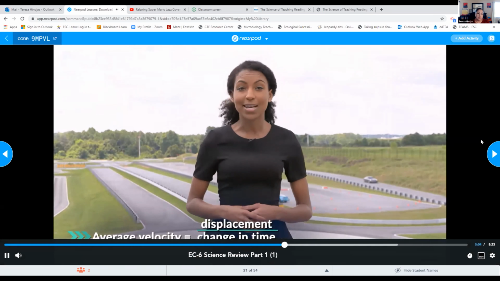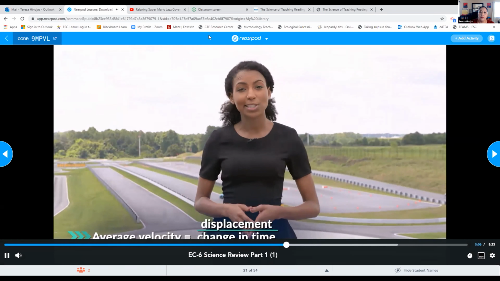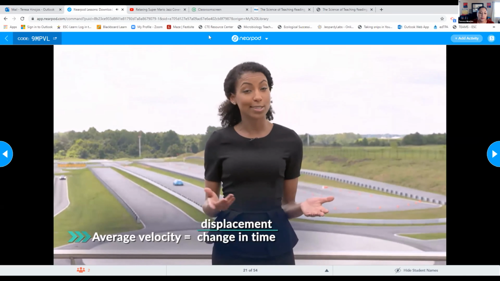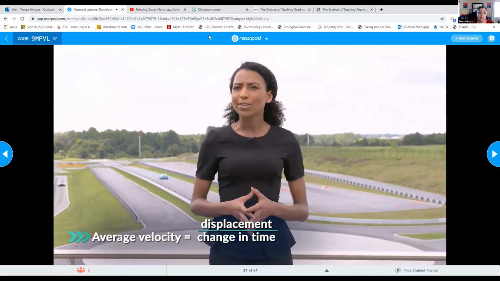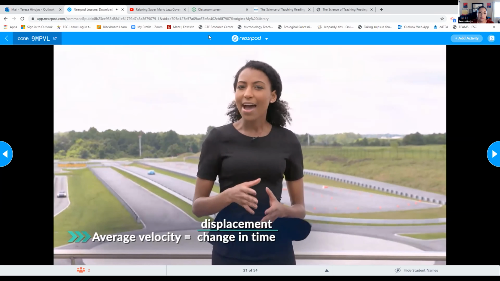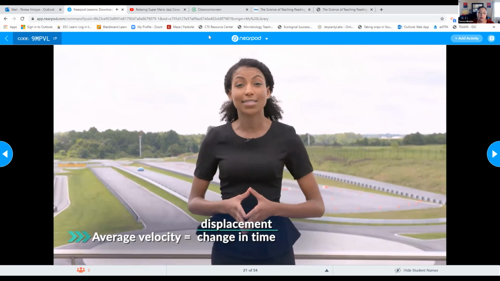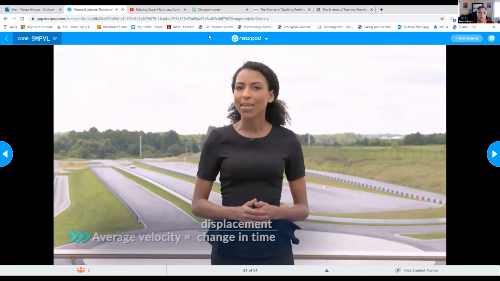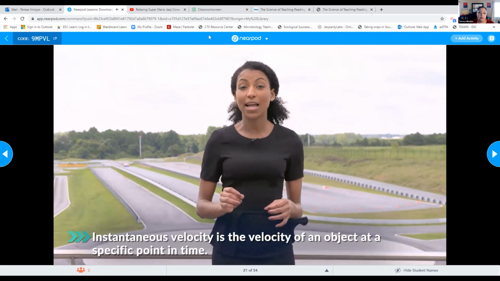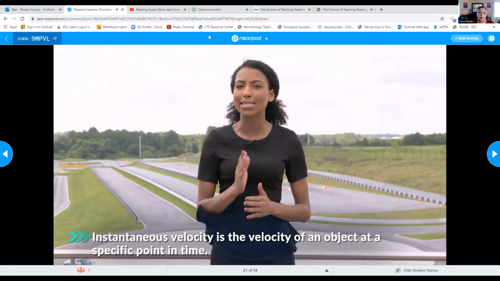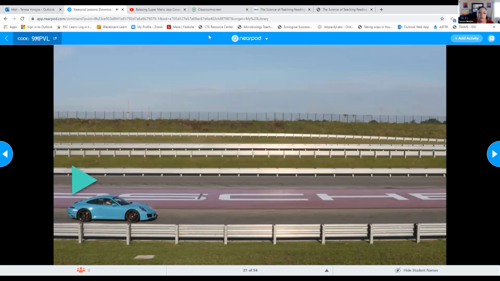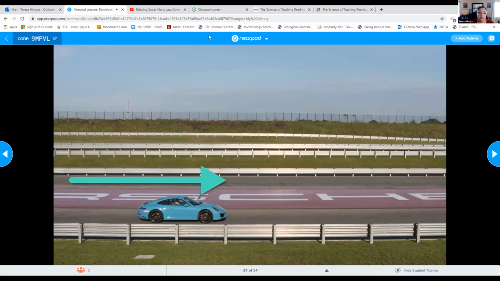Now, let's talk about the difference between average velocity and instantaneous velocity. Average velocity, as we've been discussing, is the displacement divided by the change in time. We calculated the average velocity of the car going from point A to point C. But what about the journey itself? The average velocity tells us the overall velocity over the course of the entire journey. The instantaneous velocity is the velocity of an object at a specific point in time. Let's look at the car as it was starting to accelerate and freeze it right there. At the time 0.5 seconds, its instantaneous velocity is 3.27 meters per second to the right.